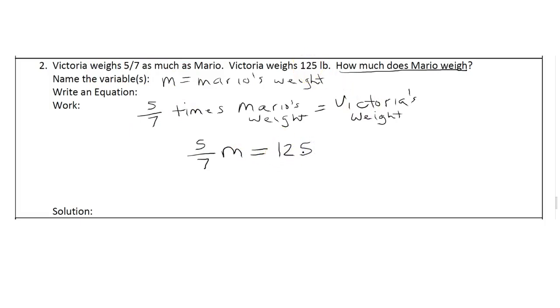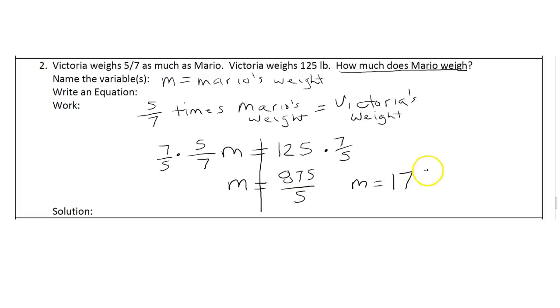To solve this equation is simple. Simply multiply both sides of the equation by the reciprocal of 5/7. This gives us M equals 875 divided by 5, or Mario's weight is 175 pounds. The answer to the original question, how much does Mario weigh, is 175 pounds.